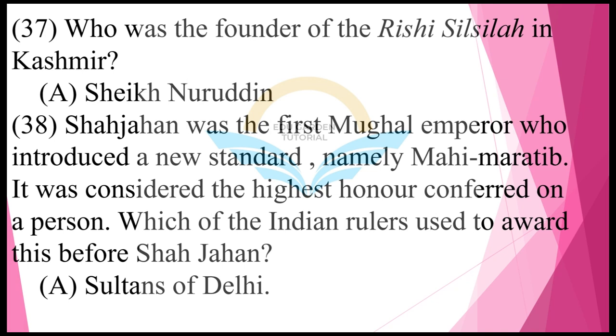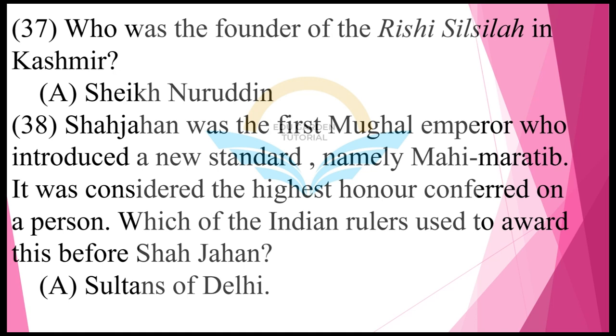Next one. Shah Jahan was the first Mughal emperor who introduced a new standard, namely Mahi Maratib. It was considered the highest honor conferred on a person. Which of the Indian rulers used to award this before Shah Jahan? Answer is Sultans of Delhi.